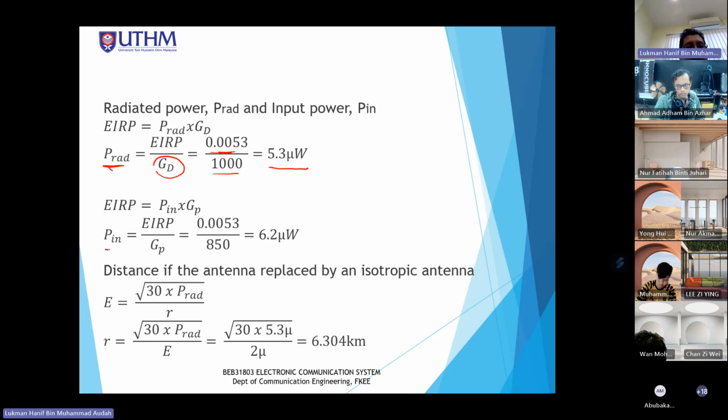And if you want to find the input power, it is EIRP divided by the power gain. So 0.0053 divided by 850, which we already got from the previous question, and we're going to get 6.2 microwatt. You see that the difference, P input, is larger than the P radiation. The difference is actually the dissipated power as heat.